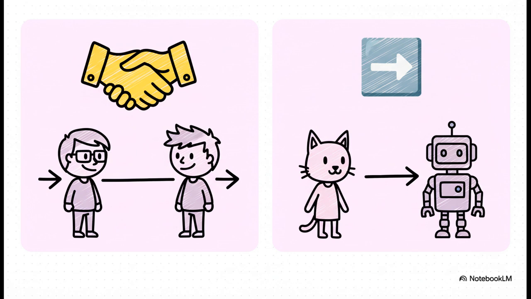It goes both ways. But then you have a directed graph. This is a one-way street. Think about following someone online. You can follow them, but that doesn't mean they automatically follow you back. The connection only points in one direction.